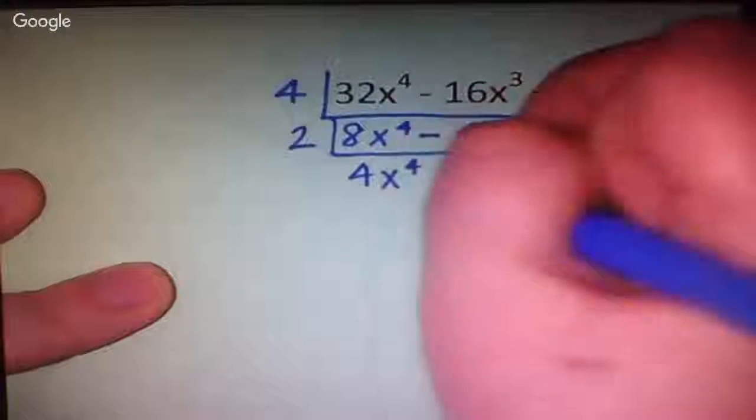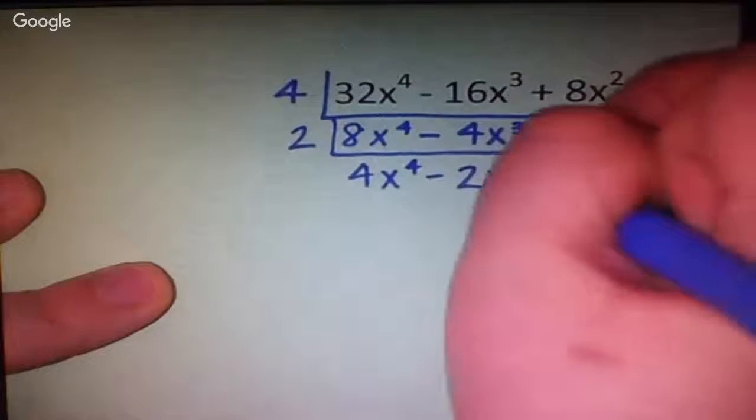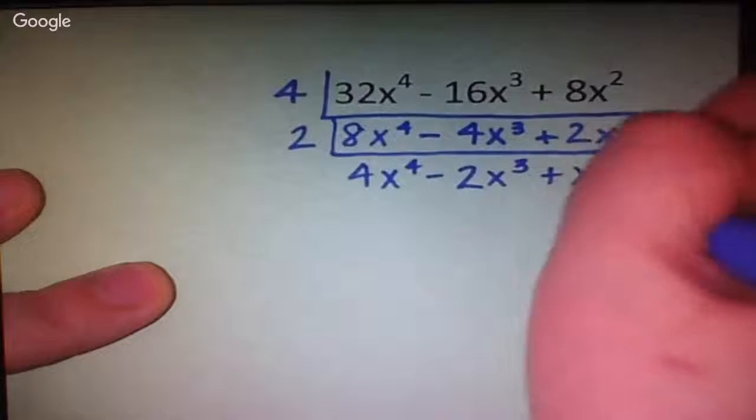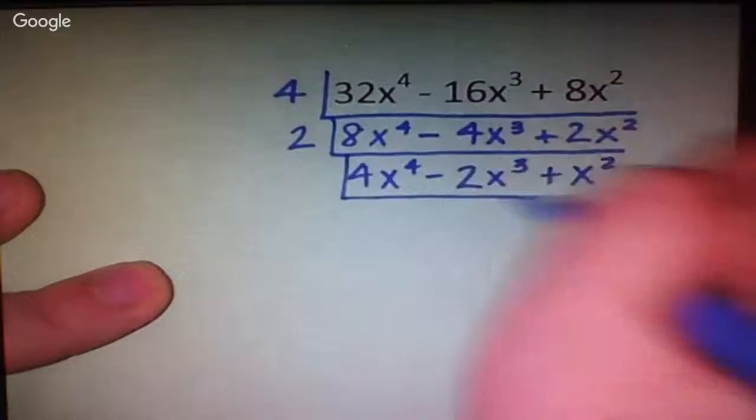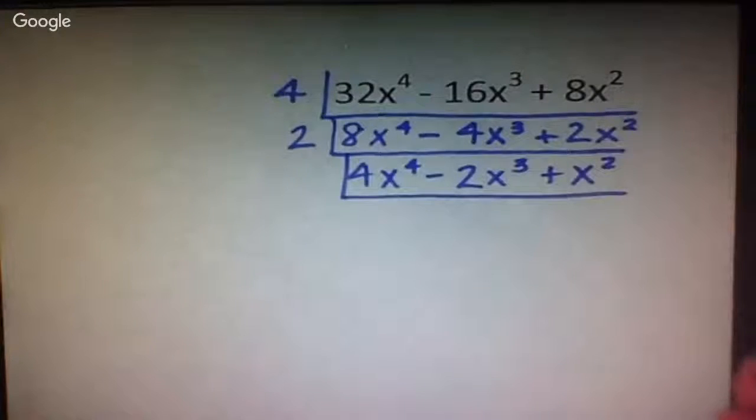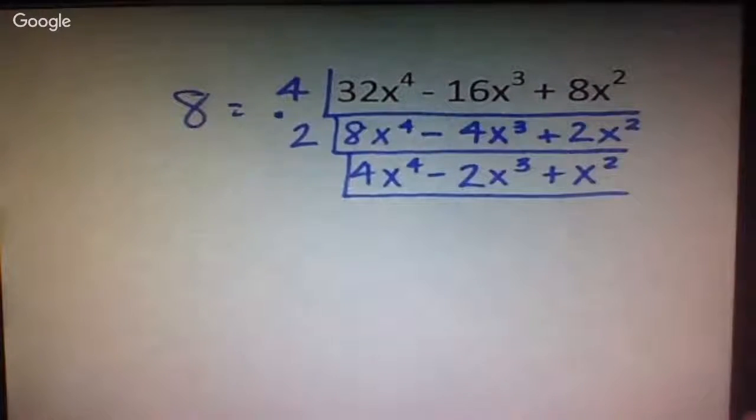4x to the 4th minus 2x cubed plus x squared. If you would have done it with the 8 that Jackie said, you would have been done in 1 step. Harley's just took 2 steps. But what's 4 times 2? 8. You still end up with that 8, even though we broke it down into 4 and 2 instead.